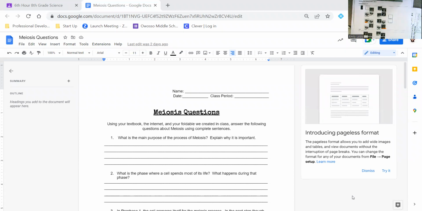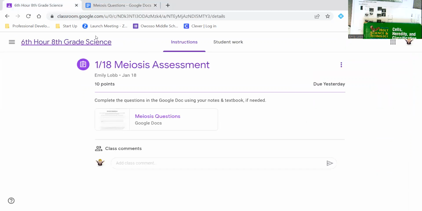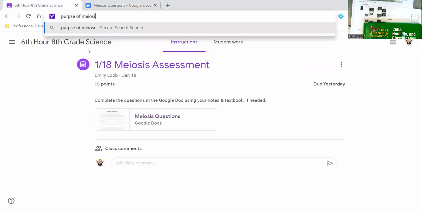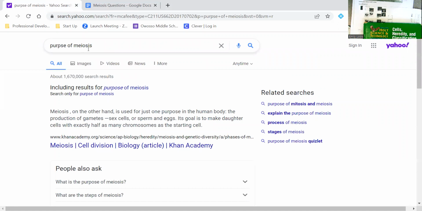All right. Meiosis questions, number 1. What is the main purpose of the process of meiosis? I saw a few different ideas, but what is the main purpose of the process of meiosis? If you have another tab open, it's possible you put in purpose of meiosis, right? It drives me crazy when that thing is there. You might have just said purpose of meiosis, because I saw all of these answers. It's pretty much the only thing I saw.